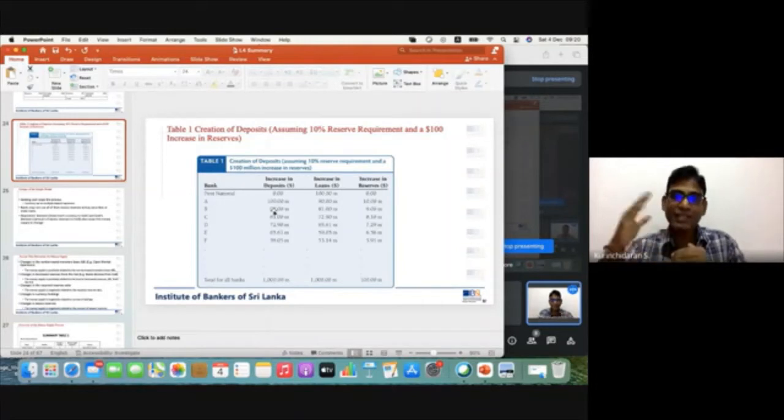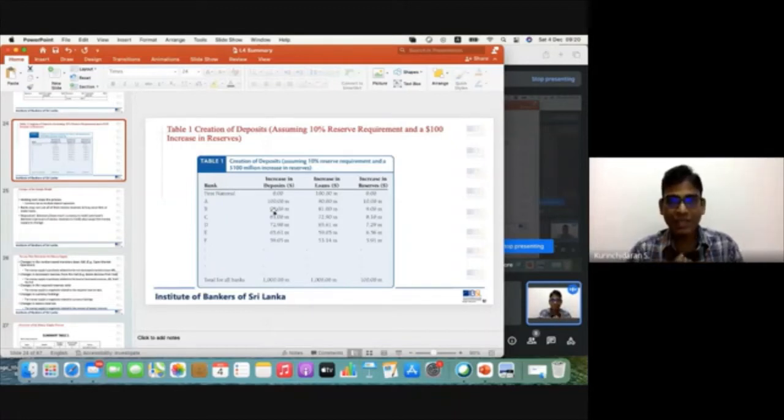But when you increase the reserve requirement, your deposit creation will decline, because you can't give as much. If you have 100 in deposits and a 15% reserve requirement, you have to keep 15 in the reserve account, and only the balance of 85 can be given as a loan. Right? So this is the explanation.